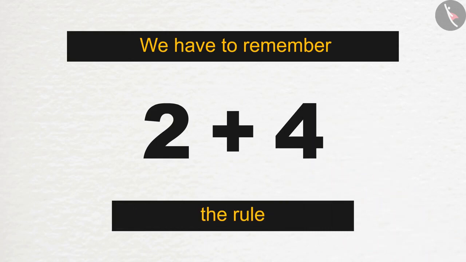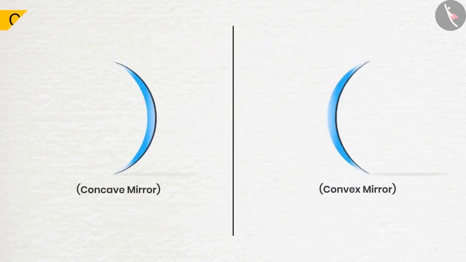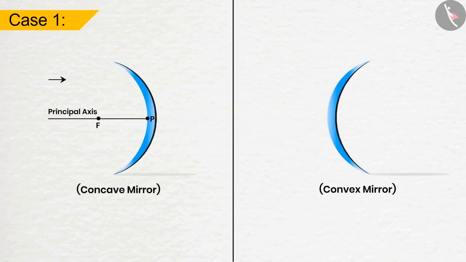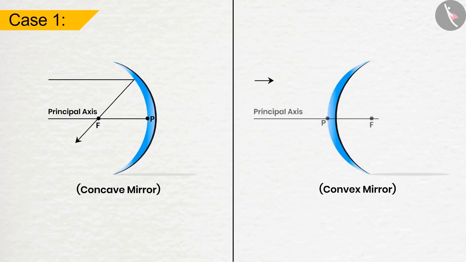To make any ray diagram, we need 2 rays of light, which could be taken from any of these 4 cases. Case 1. If the ray of light travels parallel to the principal axis, after reflection, it will pass through the focus of the concave mirror or appears to diverge from the focus of the convex mirror.